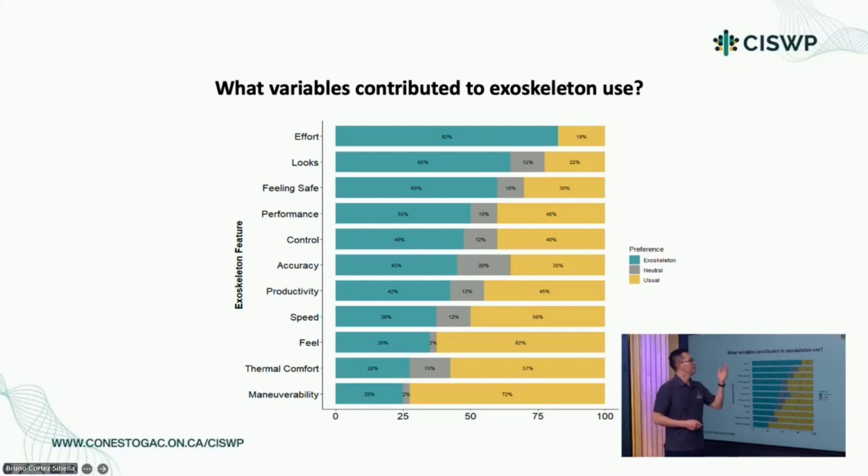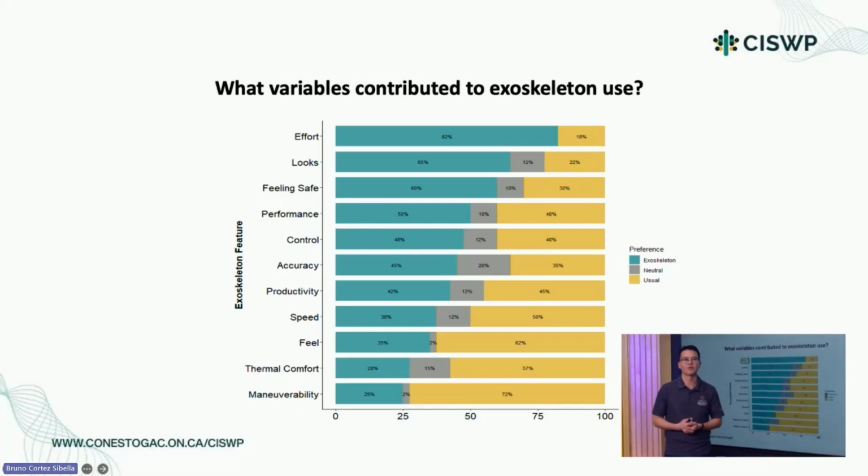So we found that 82% preferred to wear the exo to reduce the required effort when performing overhead tasks. And this was really one of the expected benefits of wearing the exo. So we know that it's doing its job. On the other hand, 3/4 of our participants preferred their usual method based on maneuverability. Many participants did find the exo to be a little bit restrictive in some of their movements, which is also something that's observed in the literature.